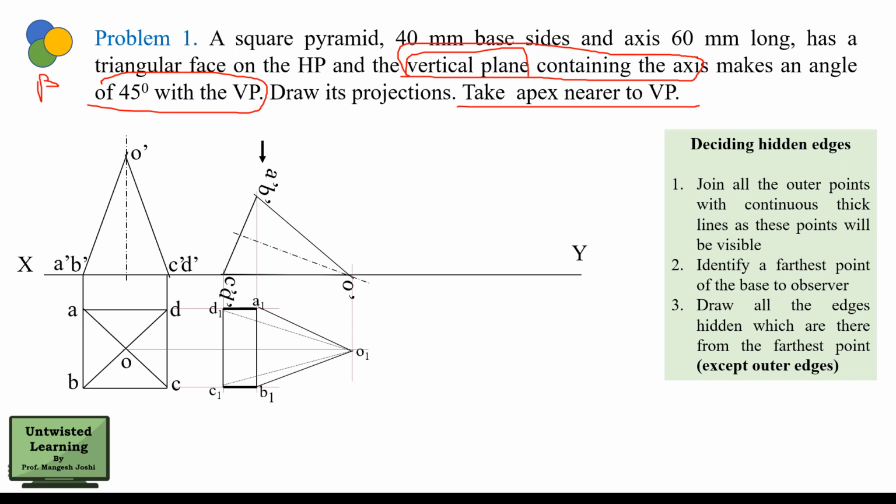So how to redraw? Again the same procedure, which I may not explain once again. Suppose for example this is a beta degree, 45 degree. Then you will mark O point here, because it is clearly said take apex nearer to vertical plane. So you will mark O point here. Okay, and then on this axis you will mark the axis. Suppose this is the O point. You will also have to mark the O point here, which we have not done. You can name it as O1 here. Okay, so this is the axis.